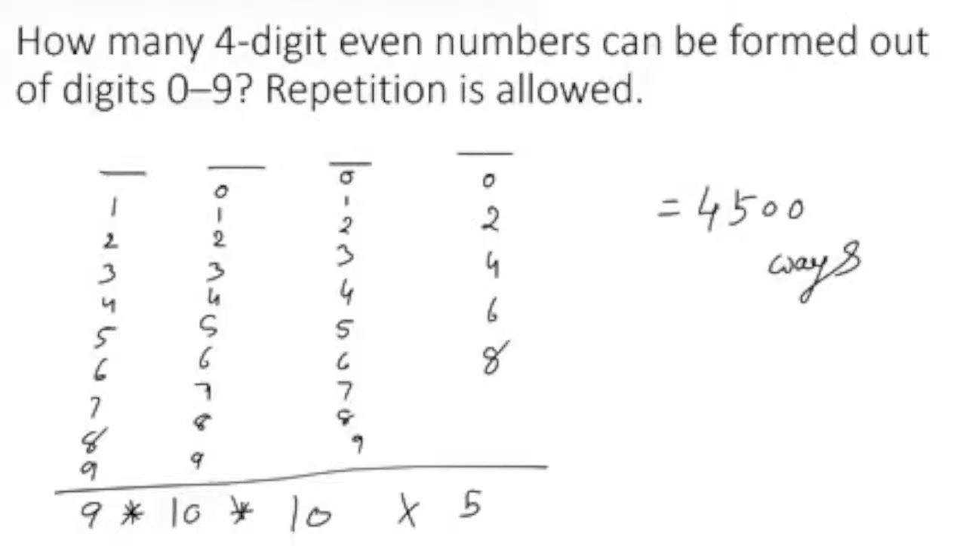I hope everyone can see the explanation in detail: in the first place I can use 1 to 9, and in the last place I can use 0, 2, 4, 6, 8. The last place has 5 chances, and for the middle digits repetition is allowed, so I can use any digit any number of times. So the answer is 9 into 10 into 10 into 5.